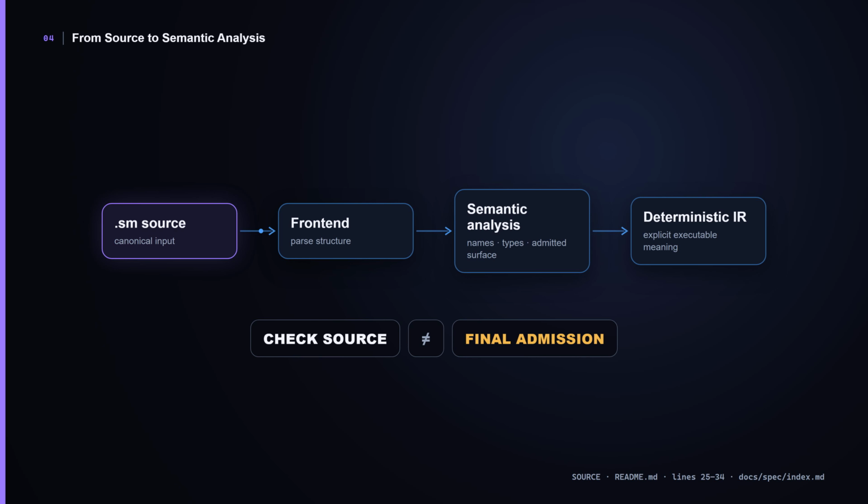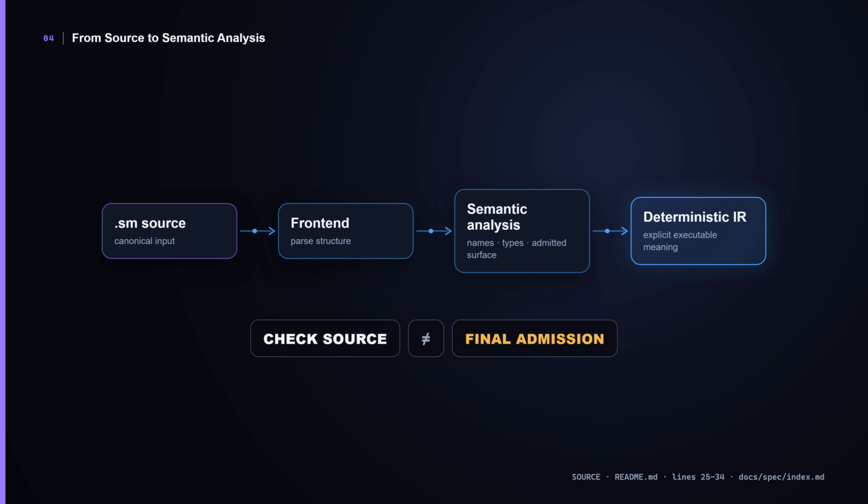The first stages look familiar. Source enters a frontend, then semantic analysis. Parsing establishes structure. Semantic analysis resolves names, checks types, and determines whether the program fits the admitted source surface. The public documentation groups syntax, types, source semantics, diagnostics, and modules in the current core specification bundle, which is still labeled draft version 0. That status label is important. An implemented compiler path and a final language specification are different claims.